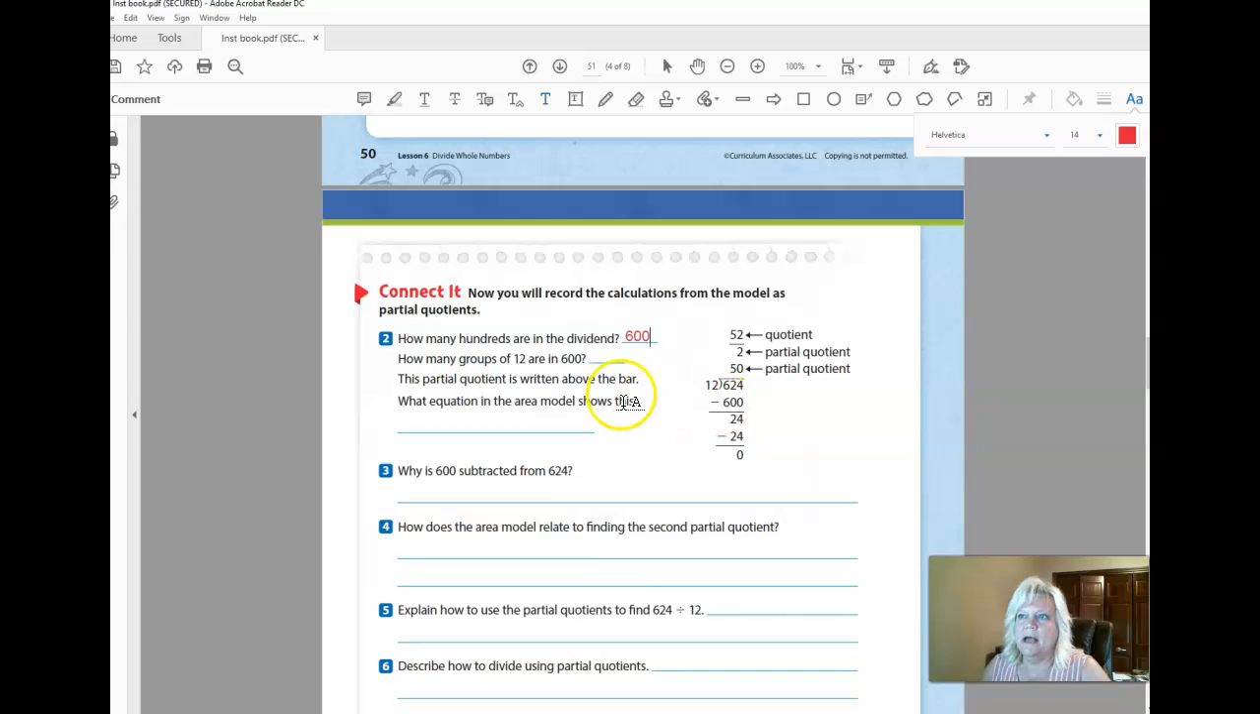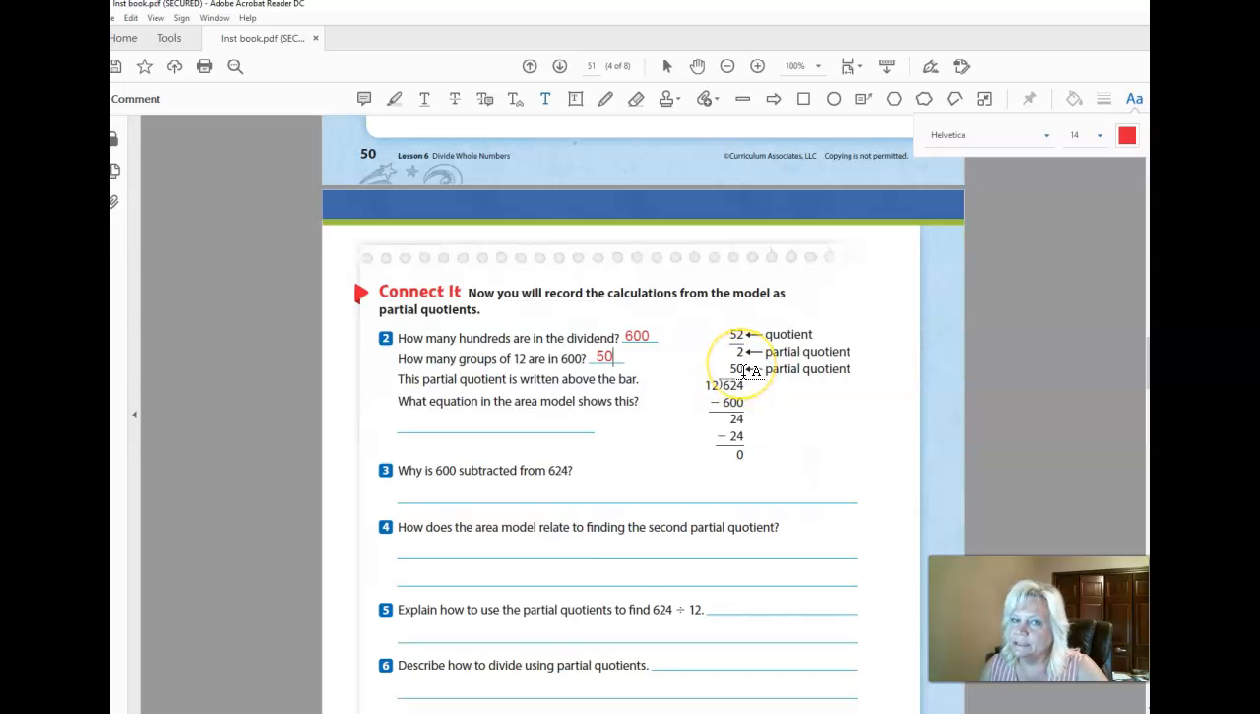600. How many groups of 12 are in 600? There are 50. So that's why we put this 50 right up here, where it says partial quotient. And then we subtract the 600 and we're down to 24. This partial quotient is written above the bar.